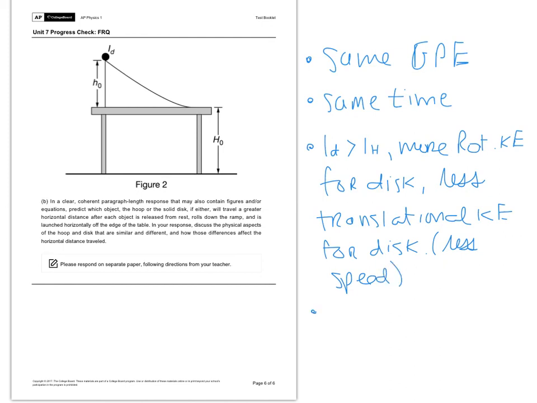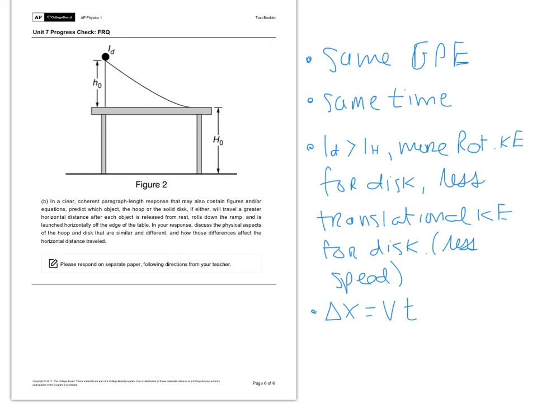Because it has less speed, and we know that delta x, or distance, however far it's going to go, is going to equal that speed times the time in the air, the horizontal distance that it travels is directly related to that speed. Therefore, the disk will not go as far as the hoop. So the hoop goes farther due to the fact that it has the smaller moment of inertia, less rotational kinetic energy, more translational kinetic energy, therefore more speed when it leaves the table. Being in the air for the same amount of time means that the hoop will travel farther. So that's what they're looking for.